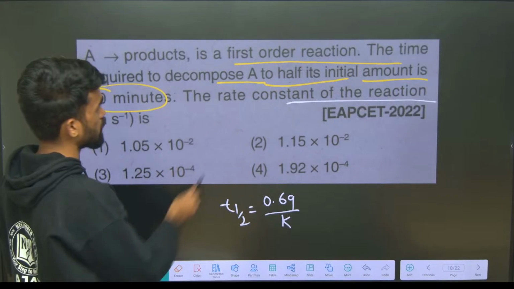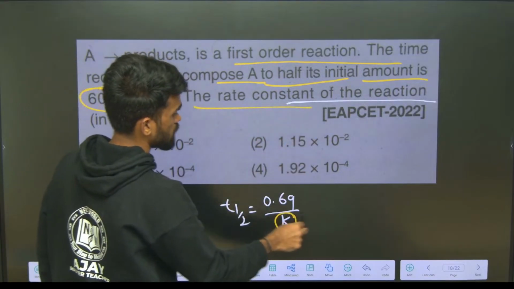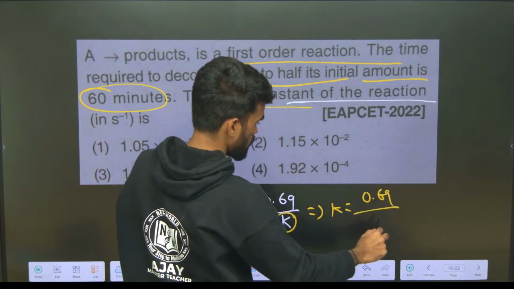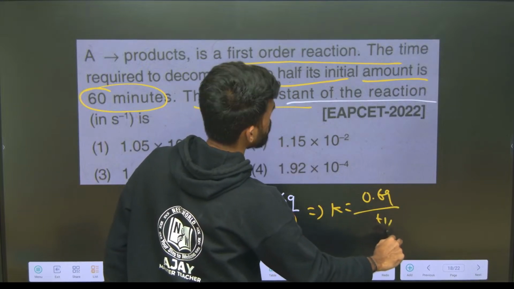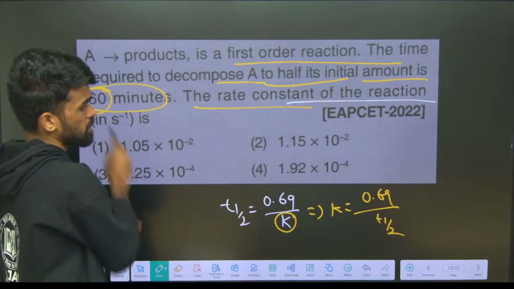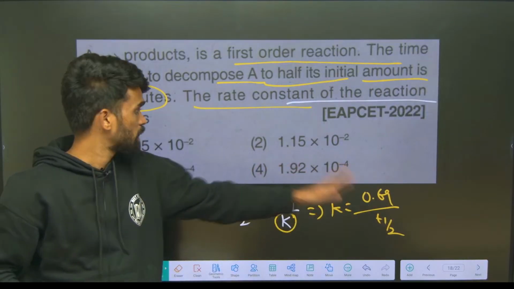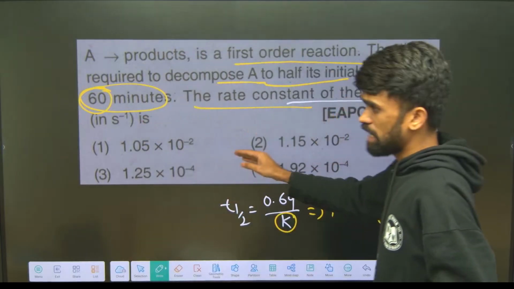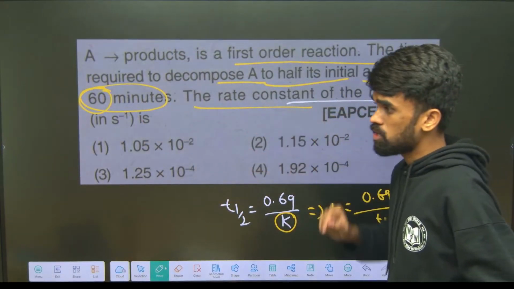So what are they asking? The rate constant K they are asking. So K equals 0.69 by T half. So what is the T half they mentioned? T half is mentioned as 60. So substitute there, and you will get one of these options. Okay, right. Give a try for this and mention your answer in the chat box.